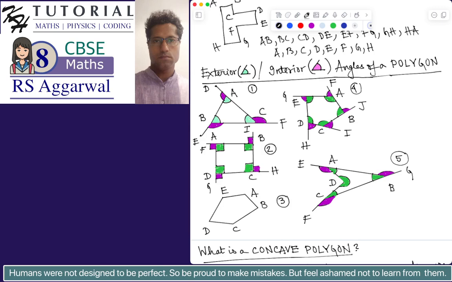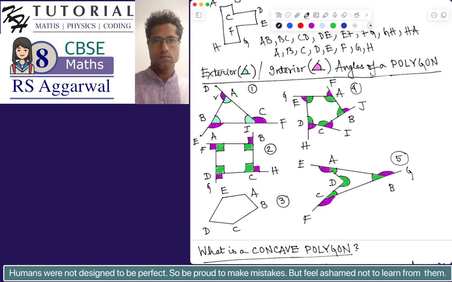As you can see, the two adjacent interior and exterior angles, the sum of them is 180 degrees. That is how we draw all the exterior angles. For drawing the exterior angles, first we extended the side CA. We extended the side CA to the point D, and we got this exterior angle.